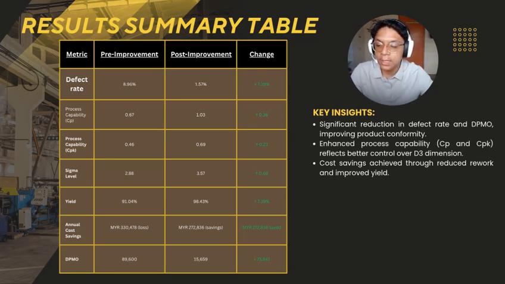In short, this table proves that our Lean Six Sigma approach delivered measurable improvements in quality, efficiency, and cost savings, setting a strong foundation for Napco's extrusion process. Let's move to the next slide to visualize these changes.